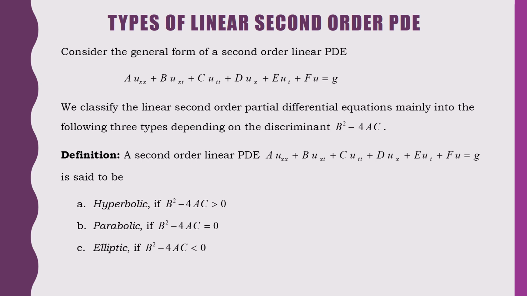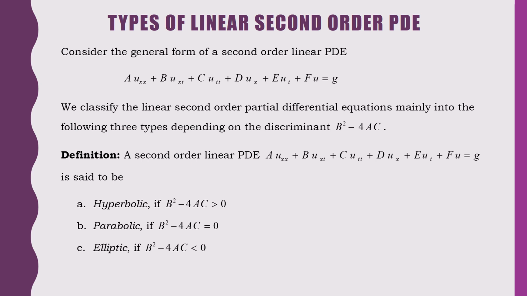First, consider a second order linear PDE of the form A u sub xx plus B u sub xt plus C u sub tt plus D u sub x plus E u sub t plus F u equals G.